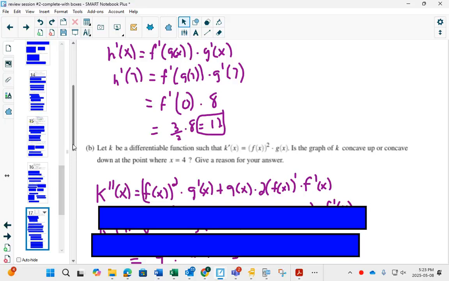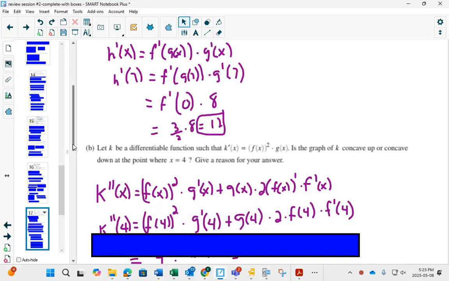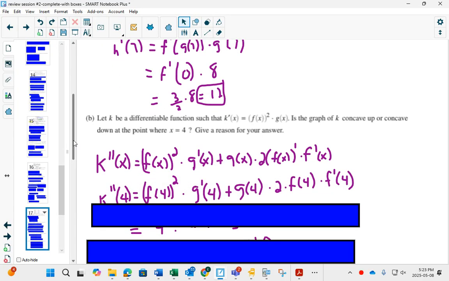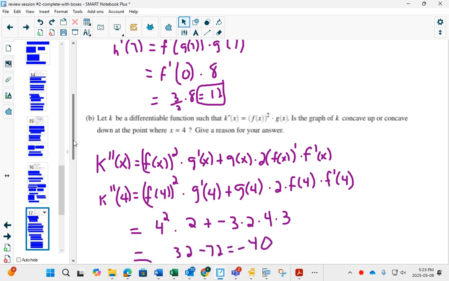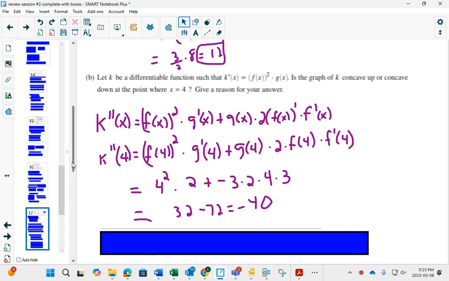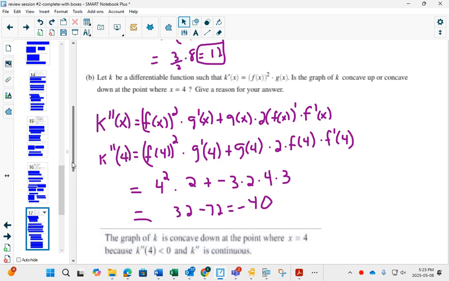Then when you plug in 4, wow, we get to have a lot of fun with our chart. But all of those values are on your chart, and you get negative 40. And after all that, if you say concave up, we're in trouble. So because it's negative, it has to be concave down.